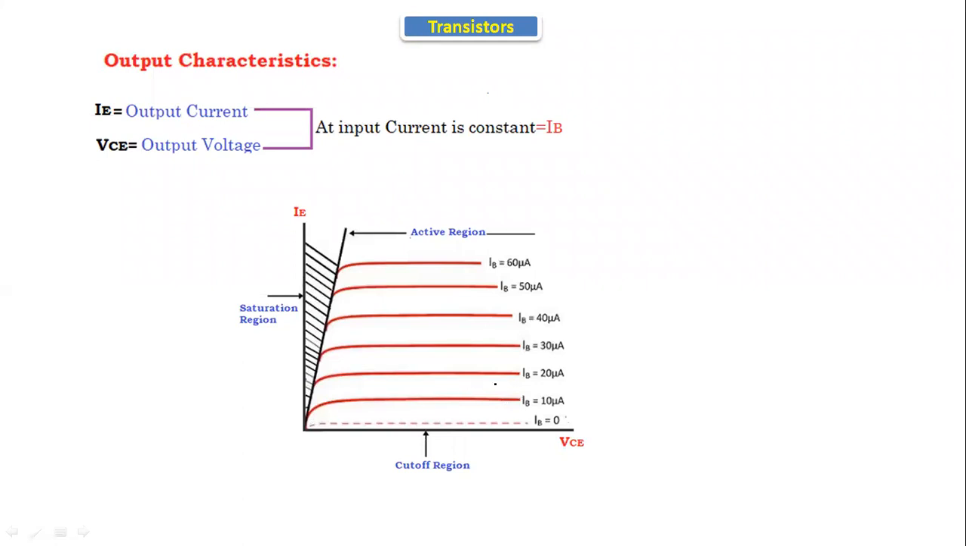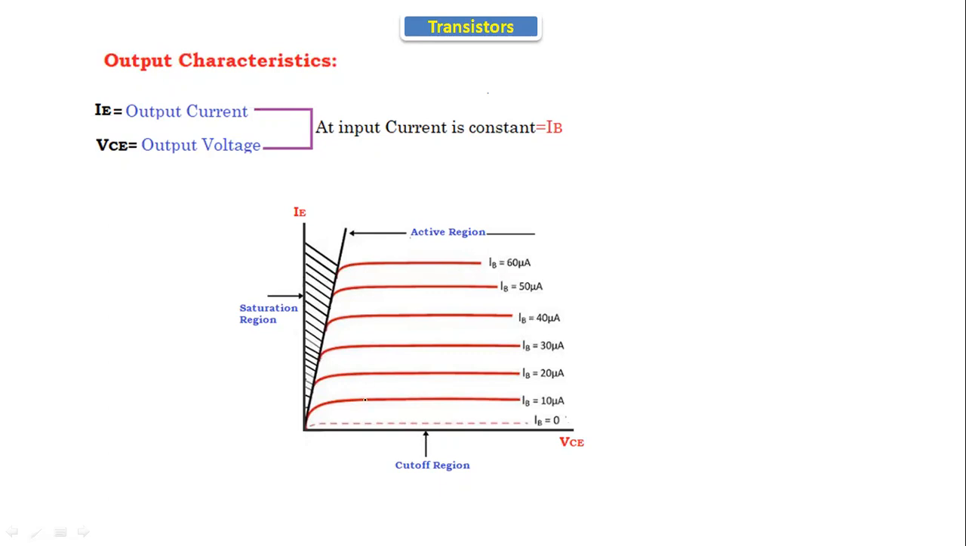Similarly, if you take IB equal to 20 microamps, and increase the VCE, the IE increases up to this point. After reaching this point, IE is constant. Again, if you increase IB to 30 microamps and increase the VCE, IE increases up to this point, and after that IE is constant. Similarly for IB equal to 40 microamps and 50 microamps. Like that, up to this point the current increases linearly. After that, the current is constant.